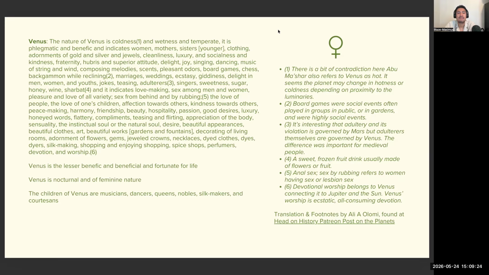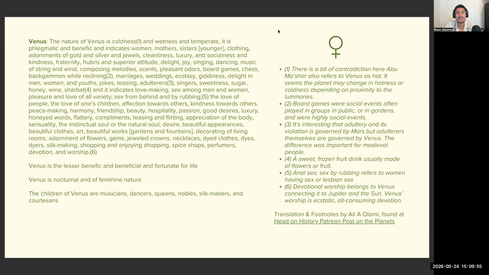Honeyed words, flattery, compliments, teasing and flirting, appreciation of the body, sensuality, the instinctual soul or the natural soul, desire, beautiful appearances, beautiful clothes, art, beautiful works such as like gardens, fountains, or just any artistry, any beautiful like sculpting arts, things like that. Decorating of living rooms, so like interior design is Venus.